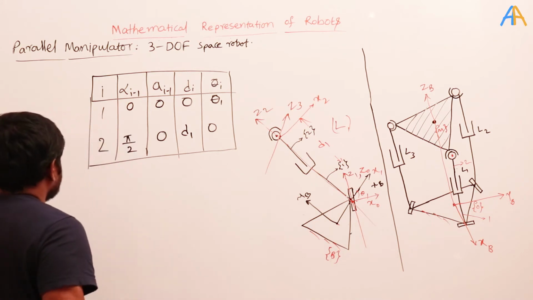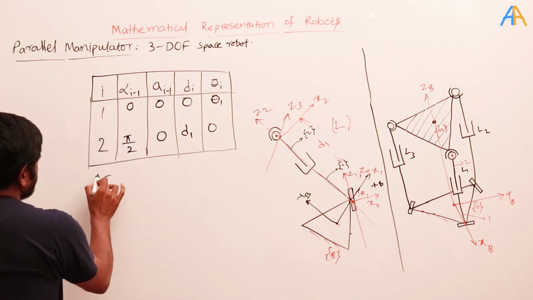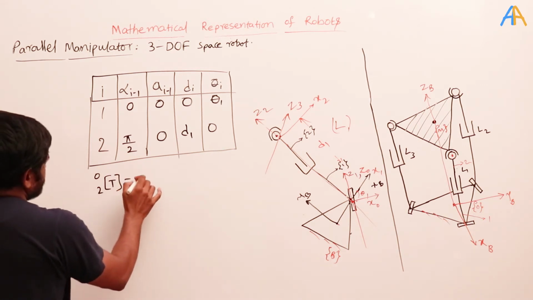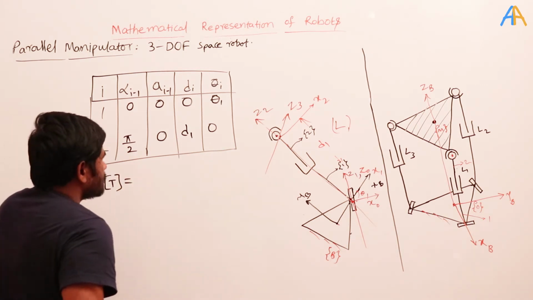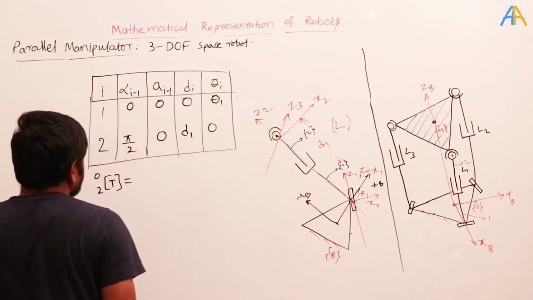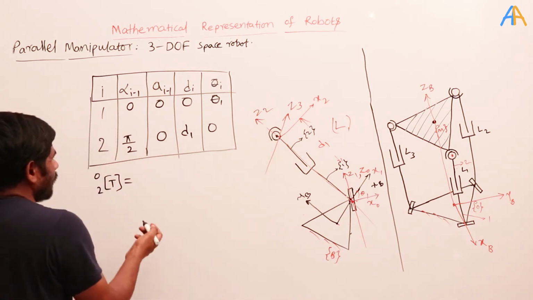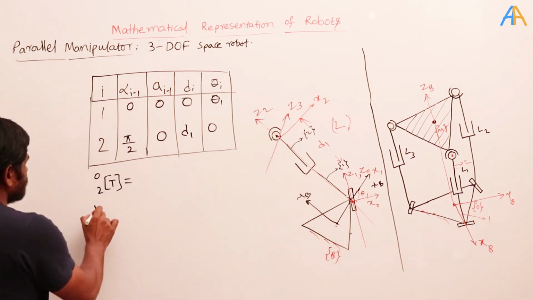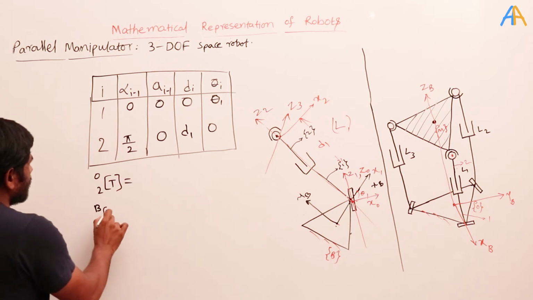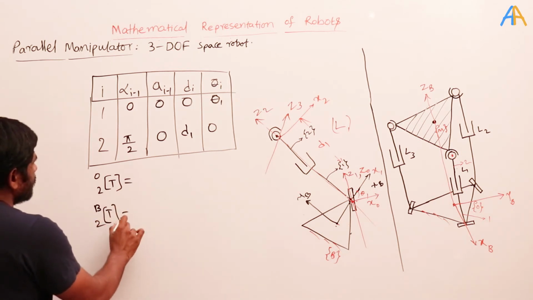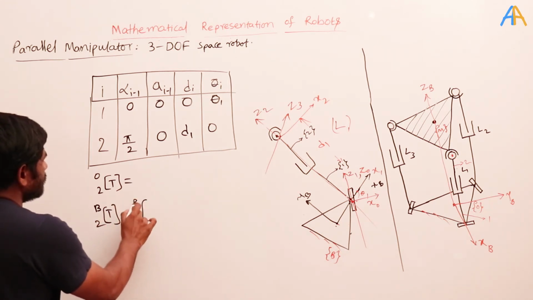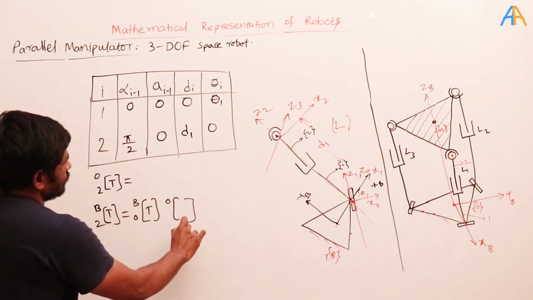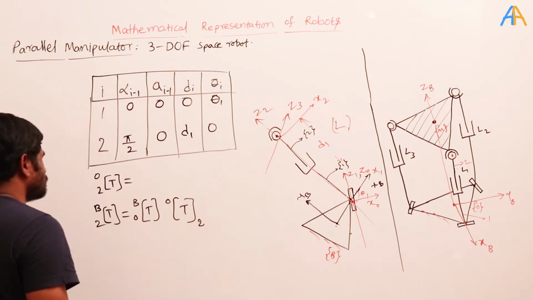So here, if I find the transformation from 1 to 2, then I will get the position vector up to here. But finally I want to get the position vector from here to here. So what I do is, from base to tool, I will go from base to 2. Base to 2 is nothing but base to 0, then 0 to 2. So b to 0 and 0 to 2.